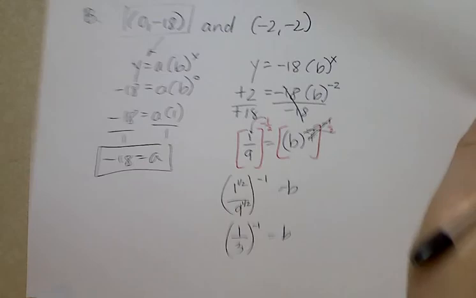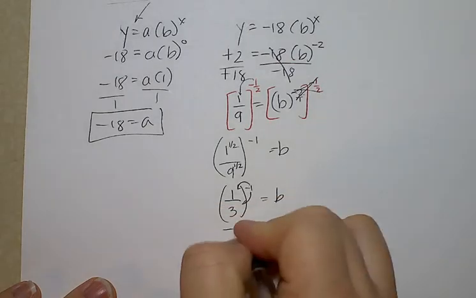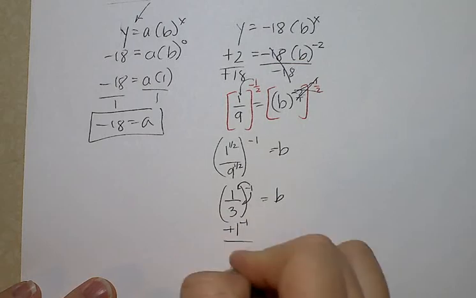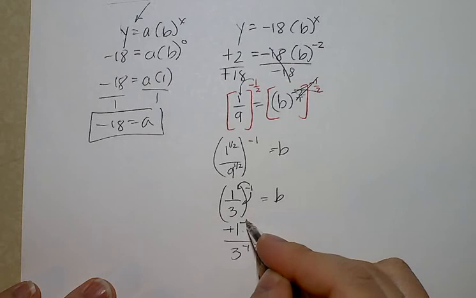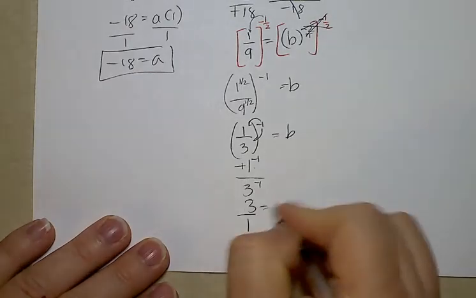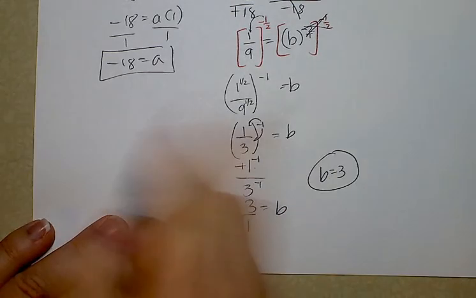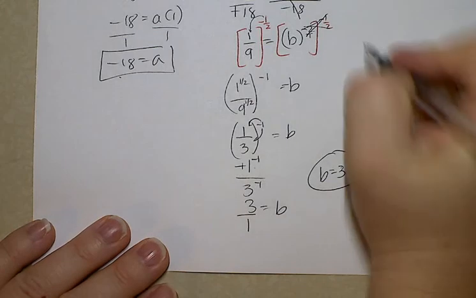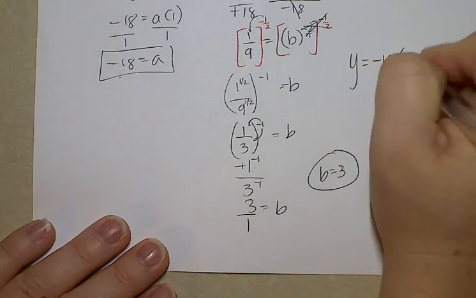Now when you apply the negative 1, this says the 1 isn't happy being on top, so it goes to the bottom. The 3 isn't happy being on the bottom, it goes to the top. And we can see that b reduces to a value of 3. We have an a value and a b value, and your final answer is y equals negative 18 times 3 raised to the x power.